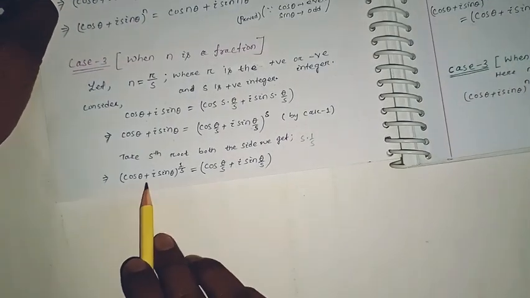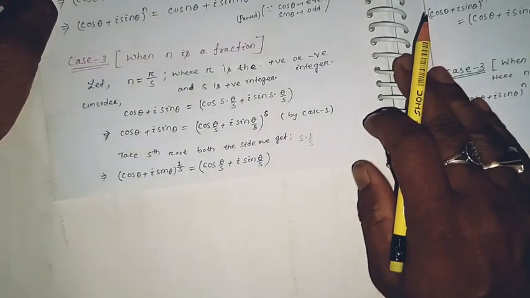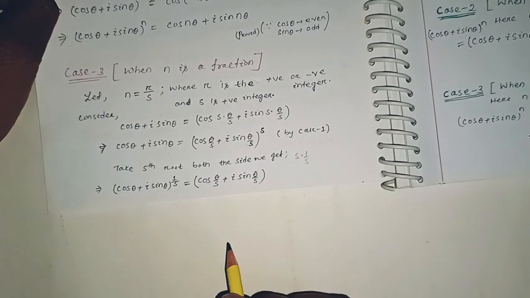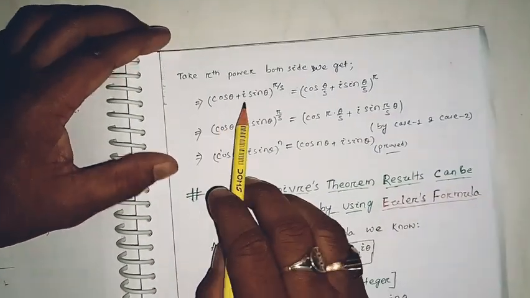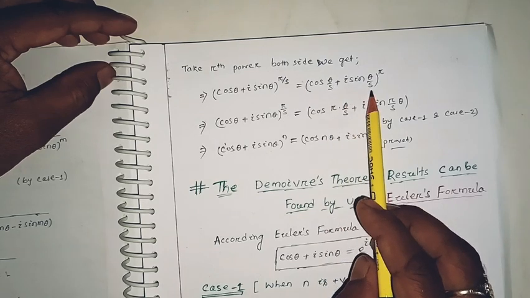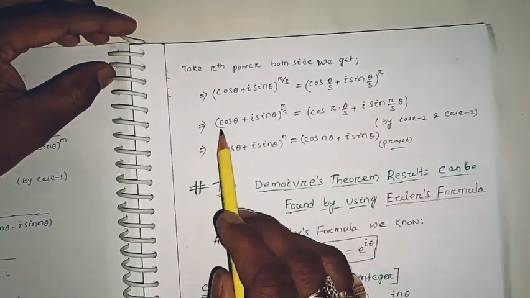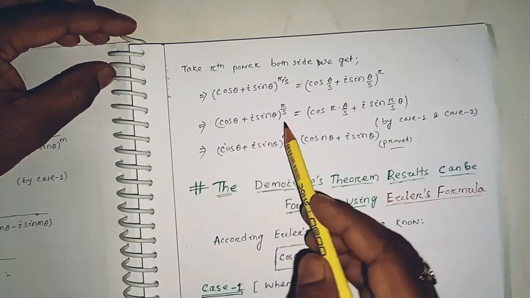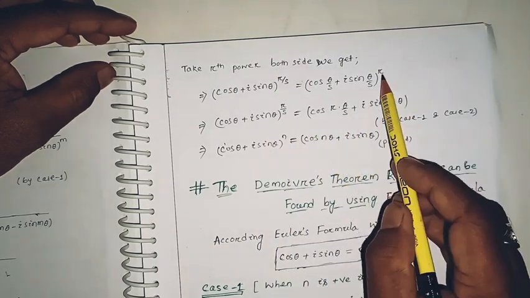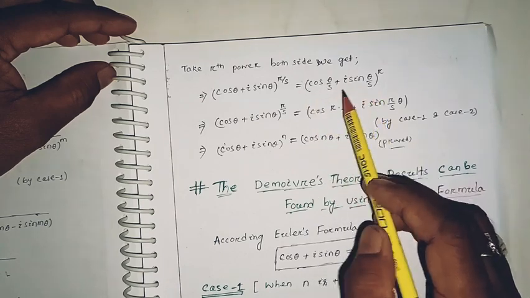So (cos theta + i sin theta)^(r/s) will be equal to (cos theta/s + i sin theta/s)^r. Same thing, it has been written: (cos theta + i sin theta)^(r/s) will be equal to (cos theta/s + i sin theta/s)^r. That implies (cos theta + i sin theta)^(r/s) will be equal to cos here, by using De Moivre's theorem for case 1.